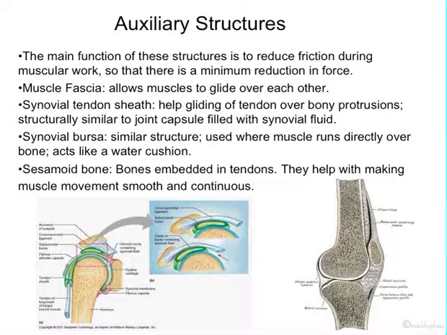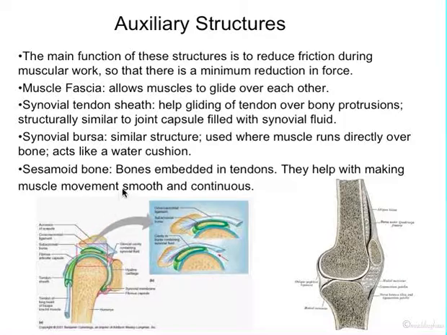Then we have synovial tendon sheaths, and these are helping gliding of tendons over bony protrusions. Their structure is similar to joint capsules. They're filled with synovial fluid. And the bursa are different. Those are just like pillows. So the sheath are like here, for example. We have a sheath going around the biceps here. And the bursa lays on top. It's like a pillow that kind of lays in between structures that could rub a little bit too much.